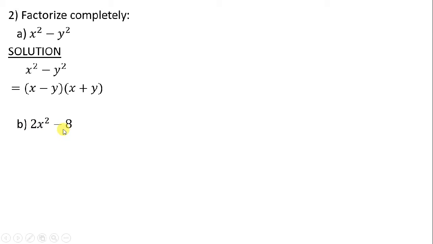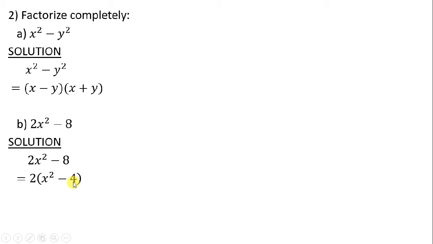2x squared minus 8. Now, when you are asked to factorize, the first thing you're supposed to do is to factorize the common factor. What is common between 2x squared and negative 8? 2. So we are going to factorize the 2 first. What will remain here? If you multiply 2 times x squared, you get 2x squared. 2 times negative 4 will give us negative 8. So our common factor is 2. When we remove a 2, we will remain with x squared minus 4.